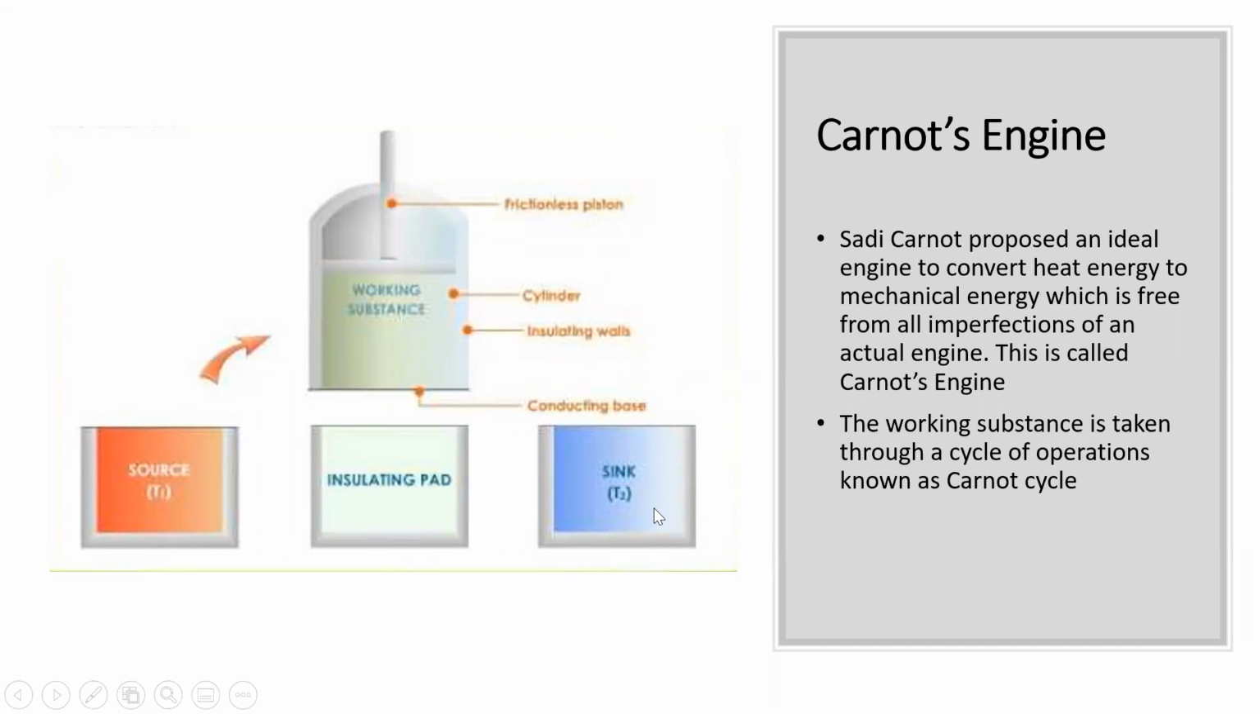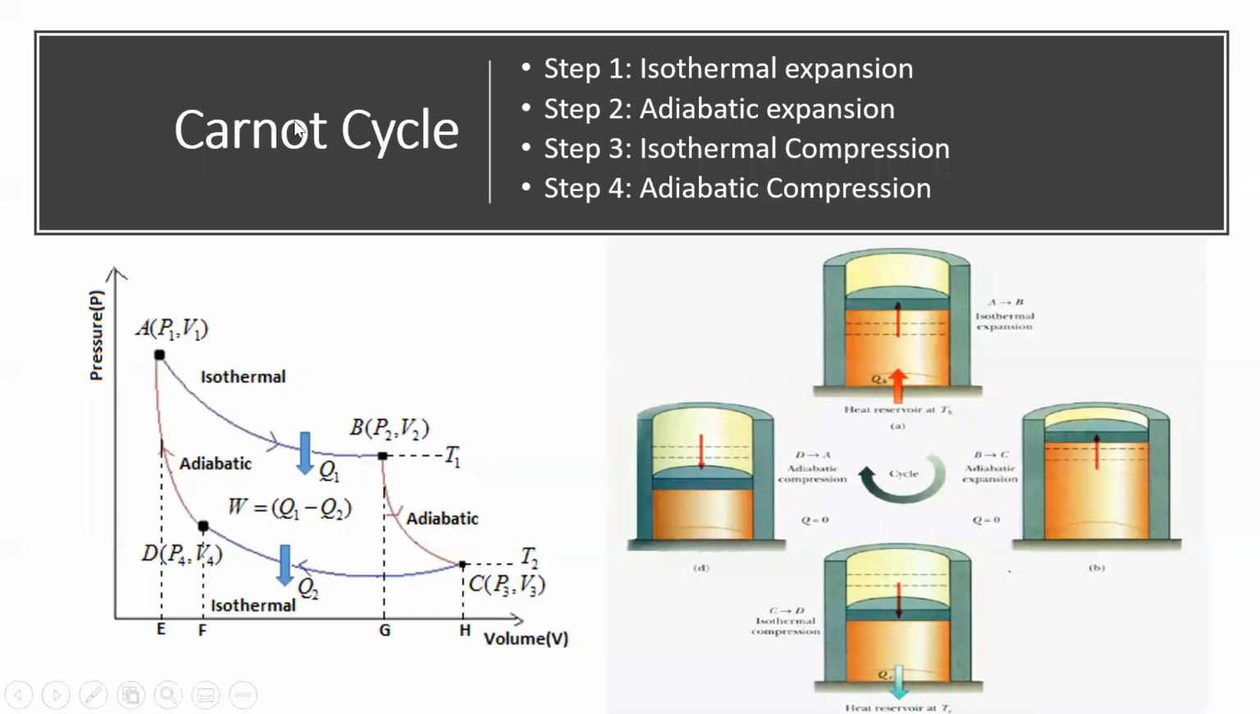Let us see through what cycles and processes the system, that is the working substance, an ideal gas, goes when a Carnot engine is working. It goes through four processes. The first one is isothermal expansion. Let's see what happens during this process.